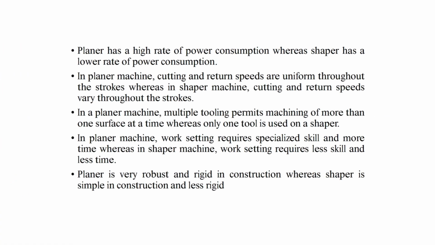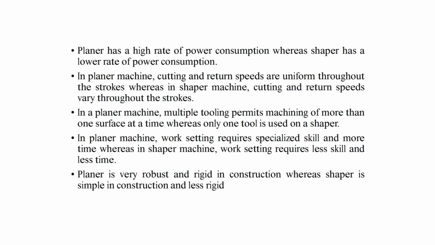Power consumption is a big factor. A planer, with its massive moving parts and powerful drives, has a high rate of power consumption. A shaper, being smaller, has a significantly lower rate of power consumption. The motion characteristics are also distinct. In a planer machine, the cutting and return speeds are uniform throughout the strokes. It's a steady, constant pace. Whereas in a shaper machine, cutting and return speeds vary throughout the strokes, thanks to that quick return mechanism.